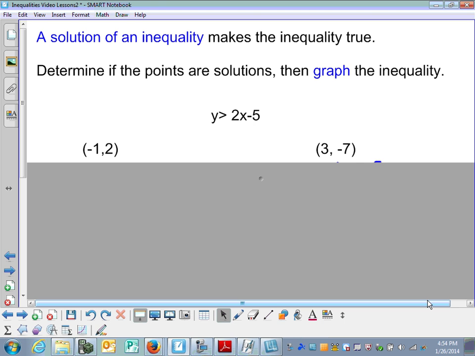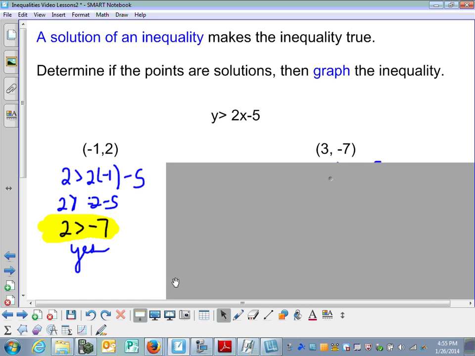A solution of an inequality makes the inequality true. Determine if the points are solutions, then graph the inequality. Y is greater than 2x minus 5. So when I substituted the point -1, 2, I got the statement 2 is greater than -7, which is true. So -1, 2 is a solution.